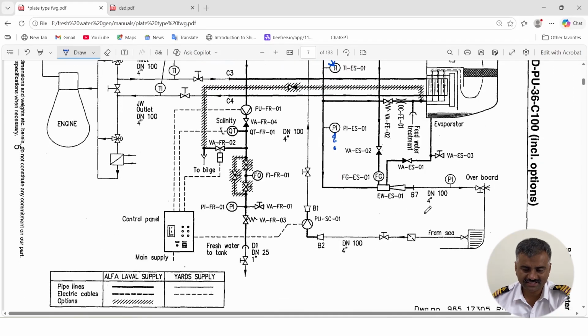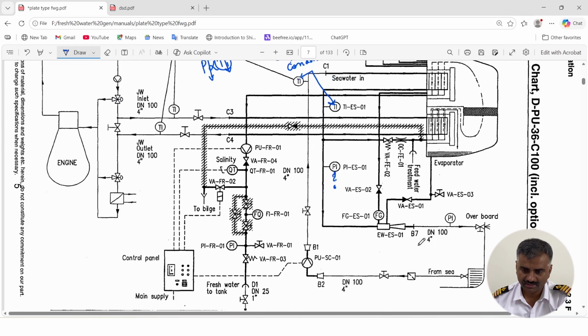Okay, but how does this happen? Let us talk about that. So our line starts from here, from the sea chest. In some of the vessels you will find that there is a separate sea chest for the ejector pump, and in other sections you will find it connected with the low sea chest. Generally you will always find the ejector pump suction from the low sea chest.